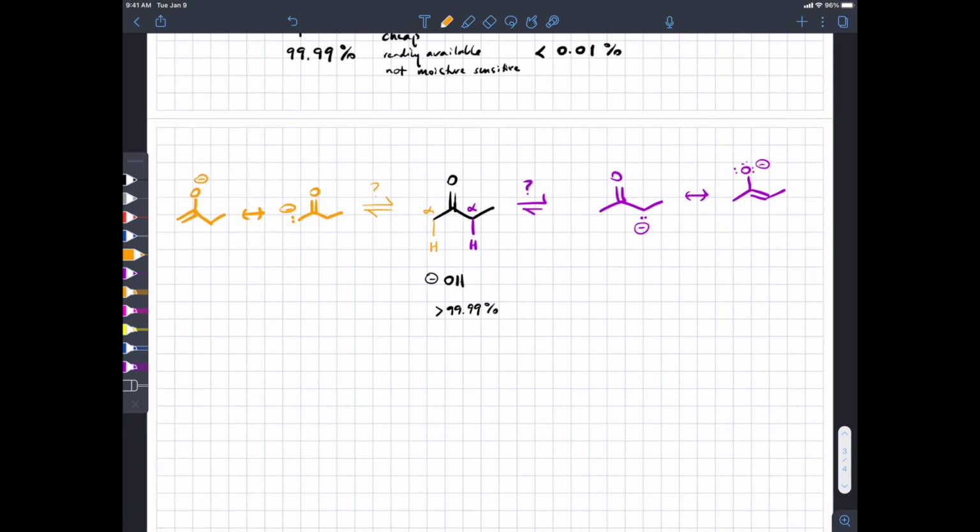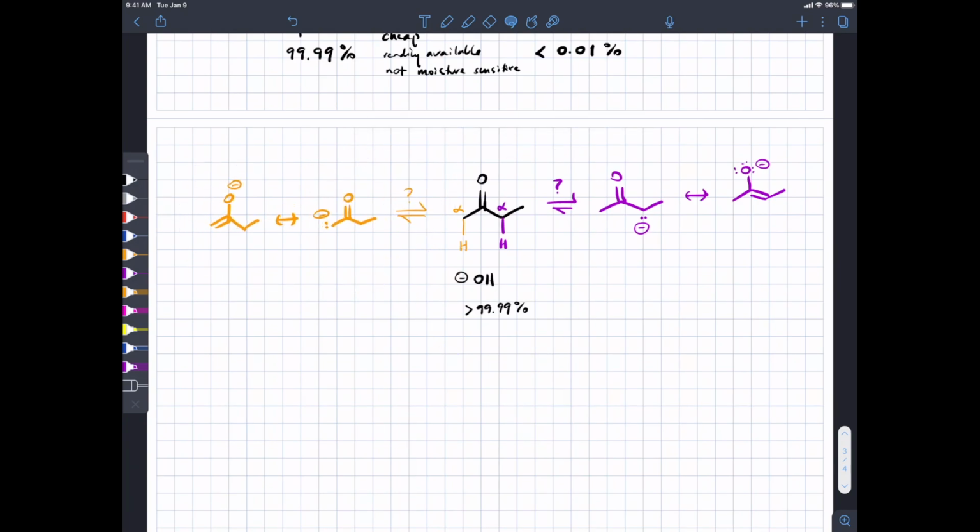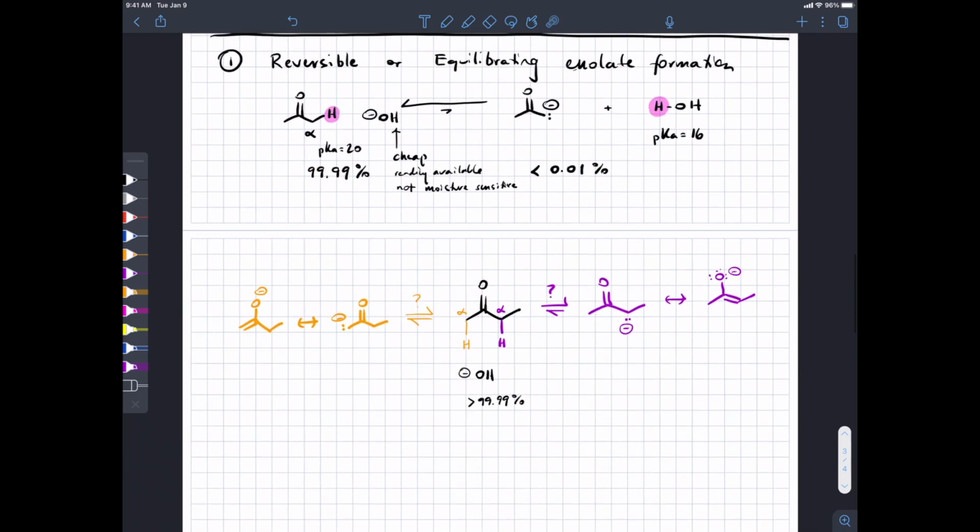Okay. So we have this situation where two possibilities are in competition with each other. And now is why we care about the fact that this is reversible or equilibrating. Because if both enolates are in equilibrium with the same starting material, that means that the enolates are also in equilibrium with each other. Which means anytime two things are in equilibrium with each other, the one that is the major, the one that is formed in greater amounts, is the one that's more stable.